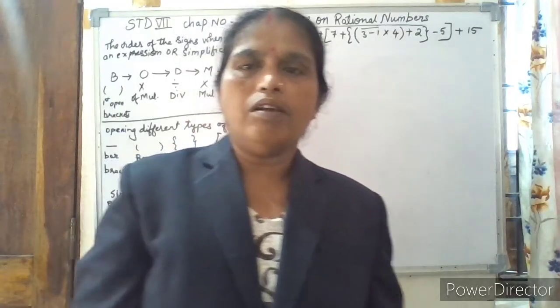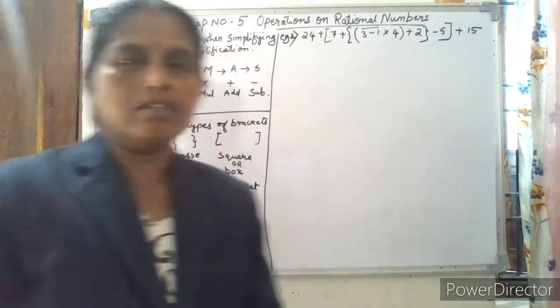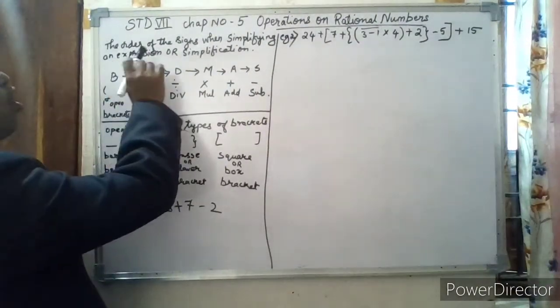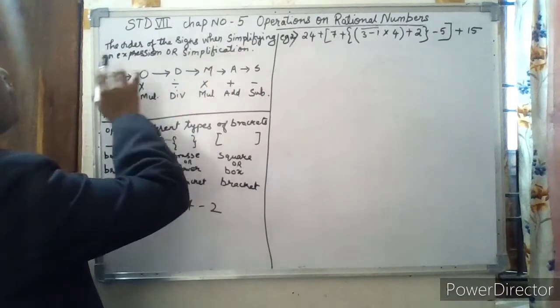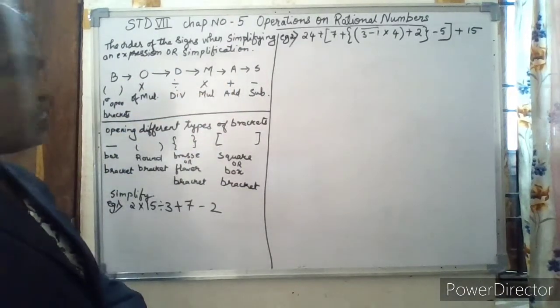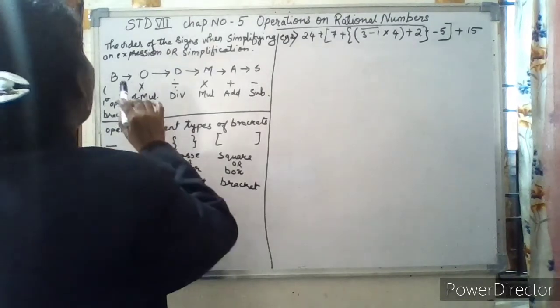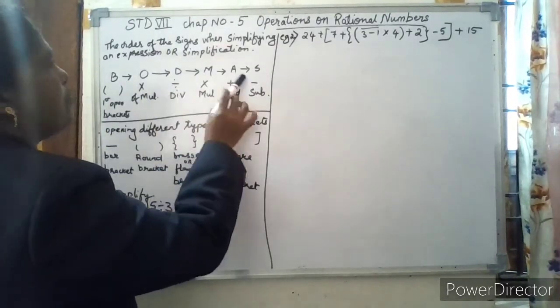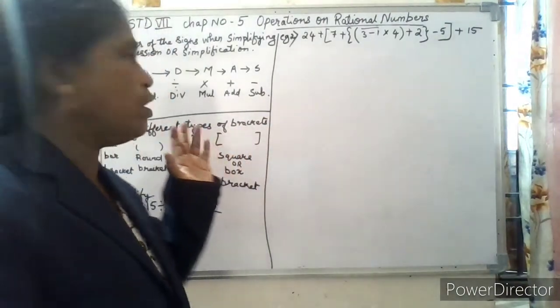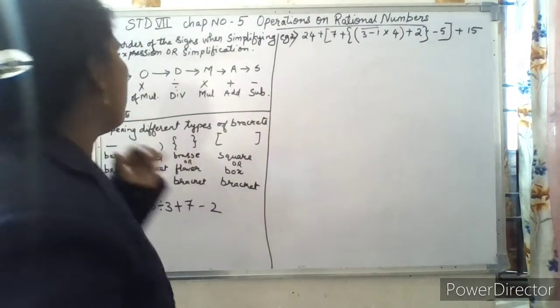Now let us learn the next topic, that is simplification or simplify. See, the order of the signs when simplifying an expression is called simplification. Now, see here, we have the BODMAS rules. You have maybe learnt about BODMAS rules in the primary classes.